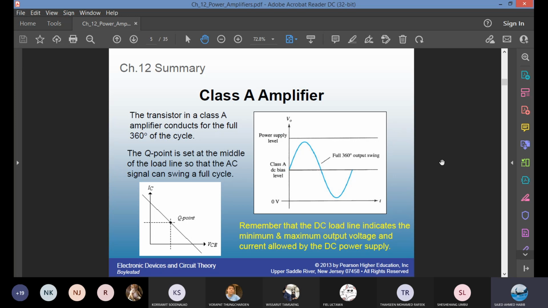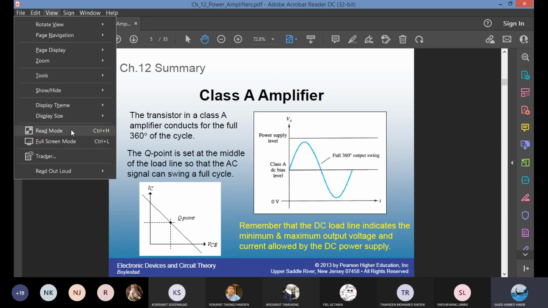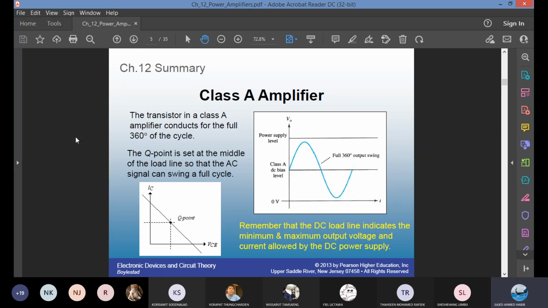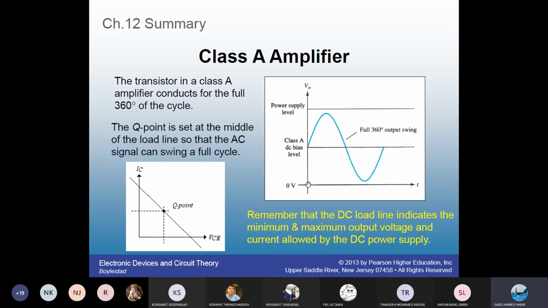Here is the output of a class A amplifier. You see it's V out over T, voltage versus time graph. The 0 point is located, I go to full screen mode. The 0 point is right here. The amplifier output is for full cycle, full 360 degree. And then there's an average DC level associated with that, which we'll also study.